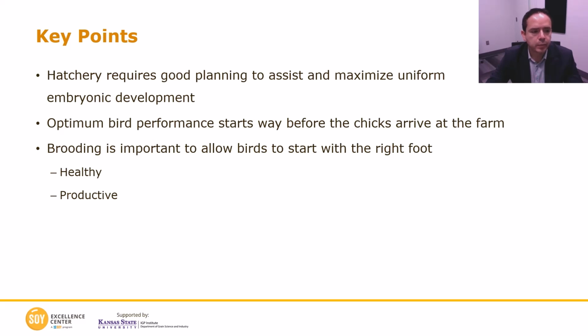Some key points of this second part are that the hatchery requires good planning to assist and maximize uniform embryonic development. Optimum bird performance starts way before the chicks arrive at the farm, and brooding is important to allow birds to start with the right feed and to have a healthy and productive life.